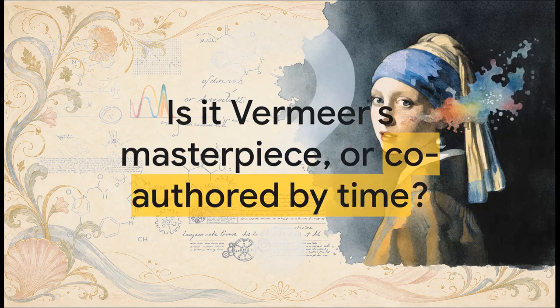Which brings us to a really profound question I want to leave you with today. Knowing that her pearl is basically an optical illusion, that her background curtain has totally faded to black, and that her blue headscarf is literally chemically transforming as we speak, are we really just looking at Vermeer's 1665 masterpiece anymore? Or are we actually looking at a painting that's been co-authored by 3 centuries of time? It's an amazing testament to the fact that art isn't static.